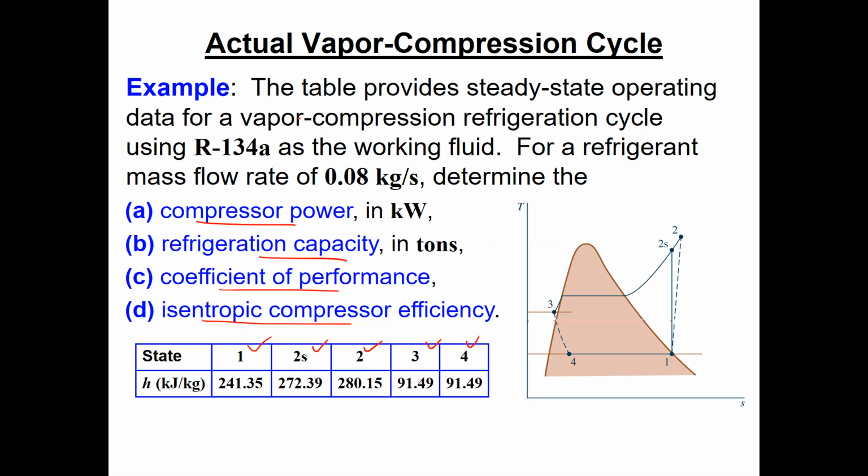All right, so here we have been told that the table provides all the properties that we need for the vapor compression refrigeration cycle, and it is using R134A as the refrigerant. We'll talk about this more in a bit when we discuss refrigerants. The mass flow rate that is used is 0.08 kilogram per second. As you can see, it's a pretty small mass flow rate.